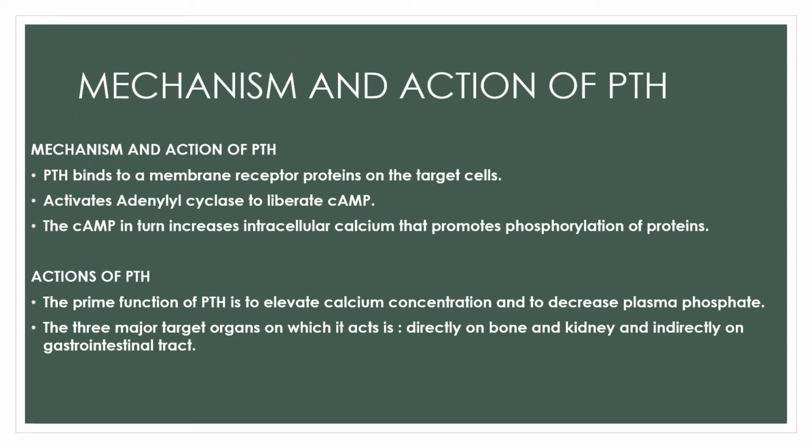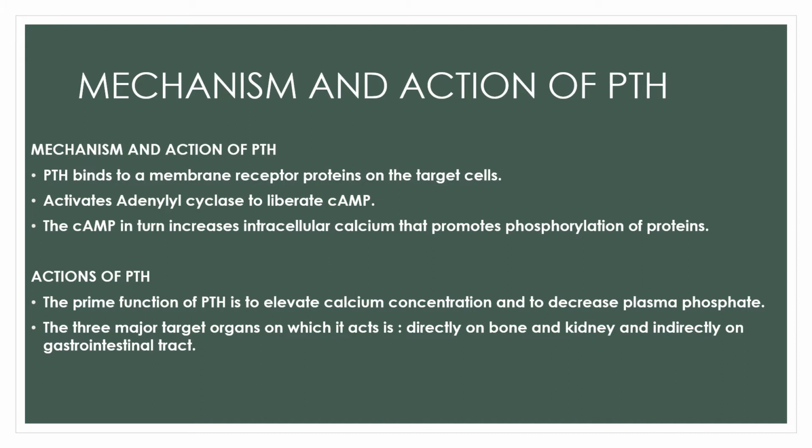Mechanism of action of parathormone. The parathormone binds to the membrane receptor protein in the target cell. It activates the adenyl cyclase to liberate the cyclic AMP. This cyclic AMP in turn increases intracellular calcium that promotes the phosphorylation of proteins. So it is in this way that the parathormone acts.